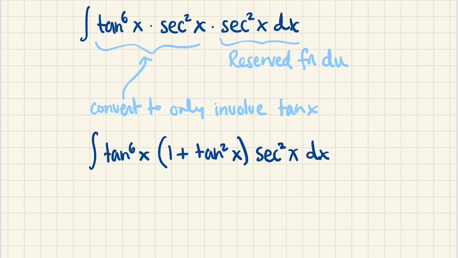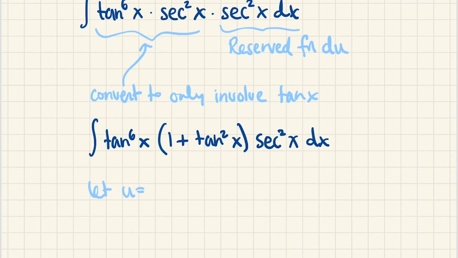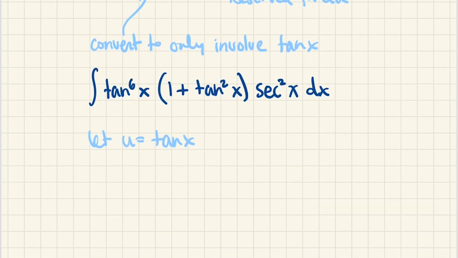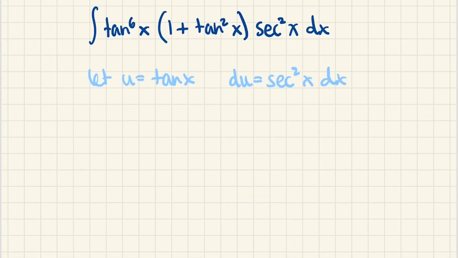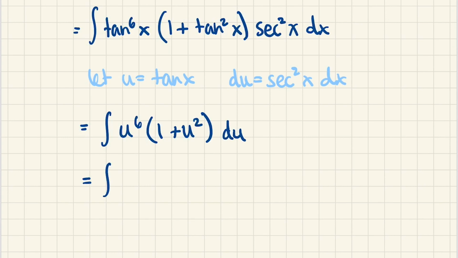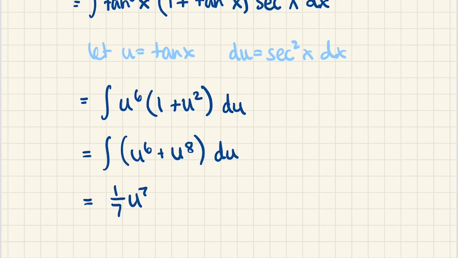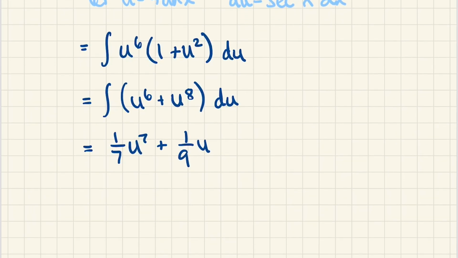And now we can perform our u substitution. So we'll let u equal tangent of x. So du is secant squared x dx. It's perfectly set up for this. So our integral becomes u to the 6th multiplied by 1 plus u squared du. All right. So distributing and integrating. The rest is just simple mechanics, right?